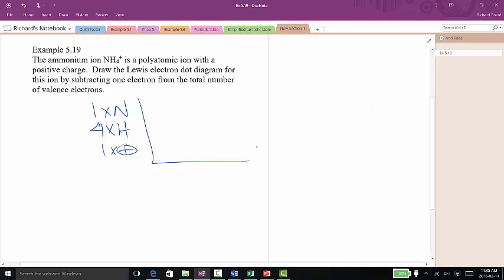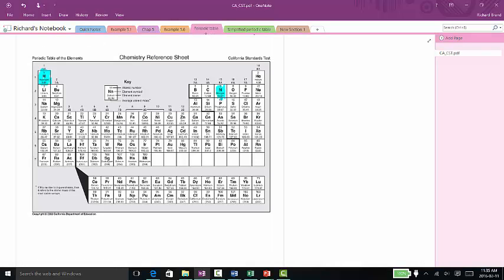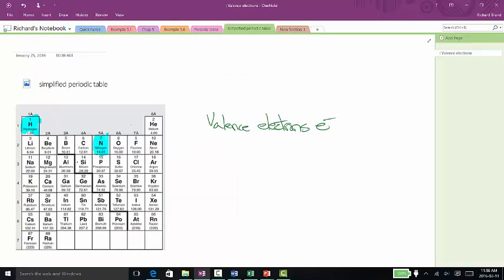First of all, I'm going to take a look at a periodic table to determine the number of valence electrons that nitrogen and hydrogen have. On the periodic table, nitrogen is in group 5A, has 5 valence electrons. Hydrogen is in group 1A, has 1 valence electron. Using the simplified periodic table, you see that nitrogen is in, again, group 5A, 5 valence electrons, so each nitrogen has 5 valence electrons, and each hydrogen has 1 valence electron.